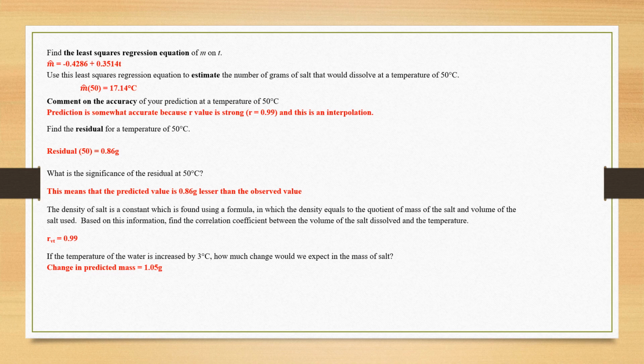Alright, then you find residual, take actual minus predicted. First of all, when they ask you comment on accuracy of prediction, it will be accurate because it is an interpolation. I already told you, comment on accuracy, only 2 points. Okay, somewhat accurate, interpolation. How to see interpolation? Within the range of X. Okay, find the residual, actual minus predicted.